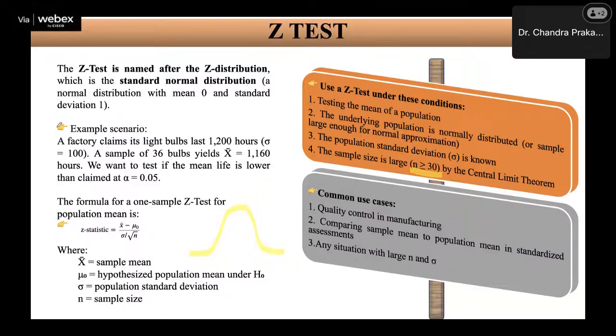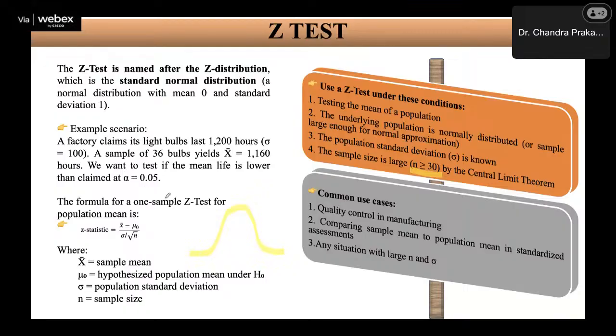Now, let's consider one particular example. A factory claims its light bulb lasts 1200 hours. The standard deviation, sigma, is 100. A sample of 36 bulbs was taken randomly and it yielded 1160 hours. Now we want to test if the mean life is lower than claimed at alpha of 5%, so with a 5% type 1 error we can tolerate.